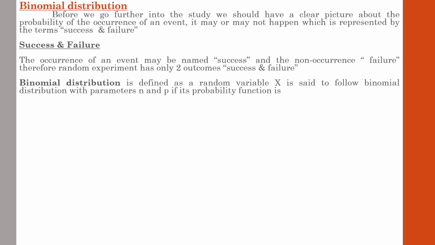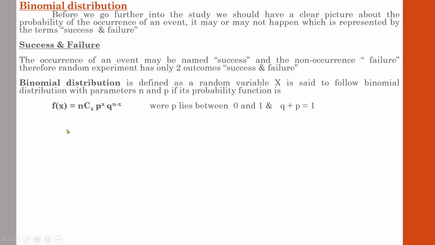So binomial distribution is defined as follows: a random variable x is said to follow binomial distribution with the parameters n and p if its probability function is represented by the binomial distribution function, otherwise known as the formula. It is known as the function of x, otherwise known as the frequency of x or the probability of x. We can use the terms synonymously. f of x is equal to nCx. I hope you know this part, nCx.